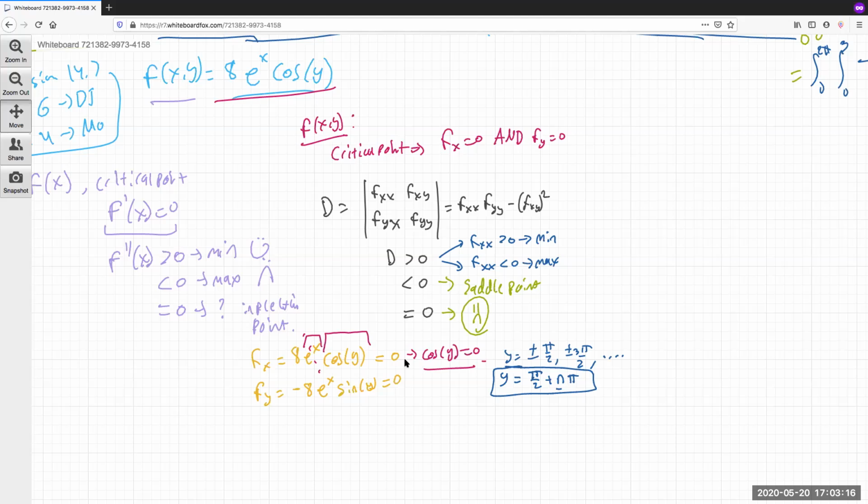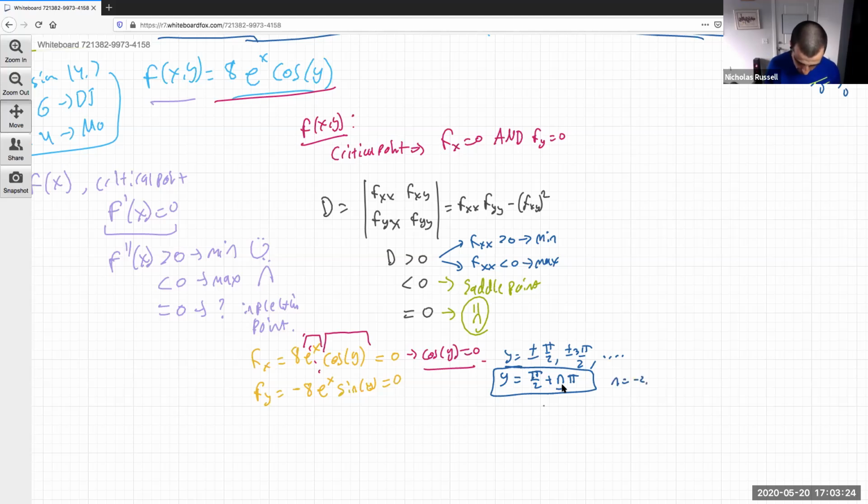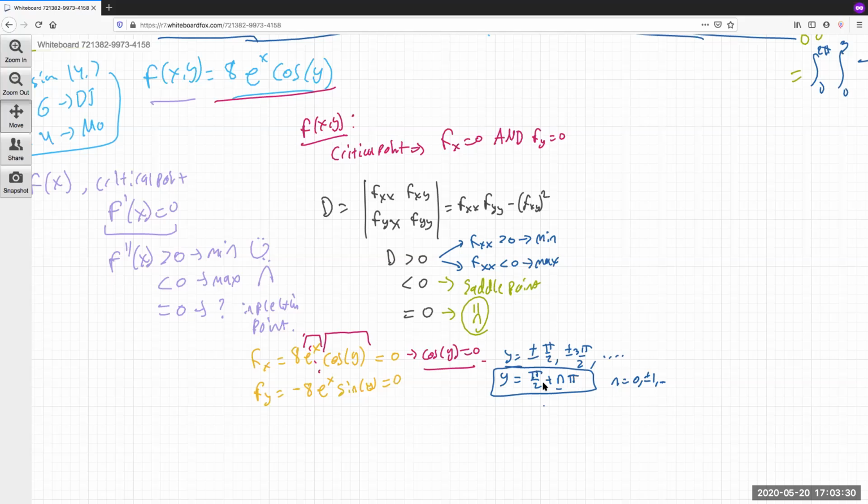Do you have plus or minus n pi? No, I don't actually have to say that. n can be anything; I'll write this as 0, plus or minus 1, and so on like that.